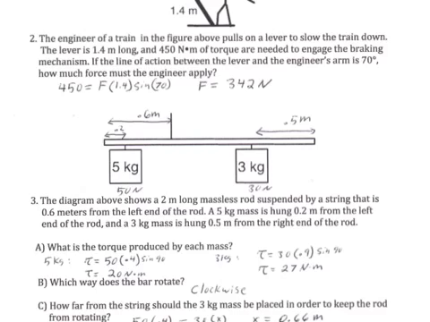Alright, now we've got two weights hanging on a massless rod. And what we want to find out is, what are we trying to find out here? We have a 2-meter long massless rod from our massless frictionless supply store. And we have a 5-kilogram mass that is suspended 0.2 meters from the left side. The rod itself is suspended 0.6 meters from the left side. And the 3-kilogram mass is suspended 0.5 meters from the right side.